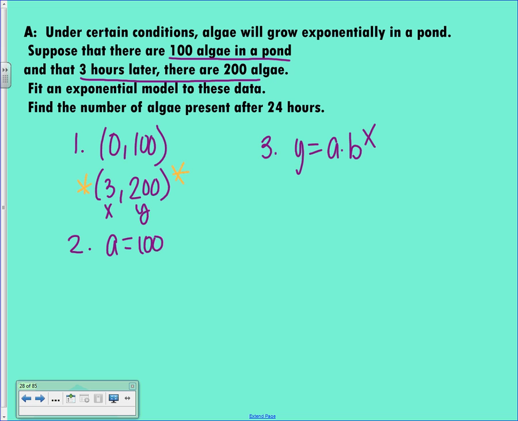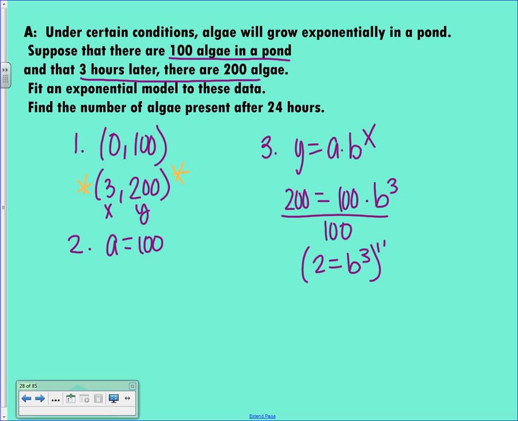So if I'm going to use this ordered pair, instead of using y, I can plug in 200. I know my starting amount is 100. I don't know b, that's what I'm solving for, and x here is 3. So just substituting in 3 for x, 200 for y, and our a value. To solve for b, I would divide each side by 100, so I get 2 equals b to the third. And from last chapter, you should know to get rid of the third power, we're going to raise each side to the 1/3, the reciprocal. That's not being multiplied, that's raising it, so that's a power. So our b value turns out to be about 1.26.